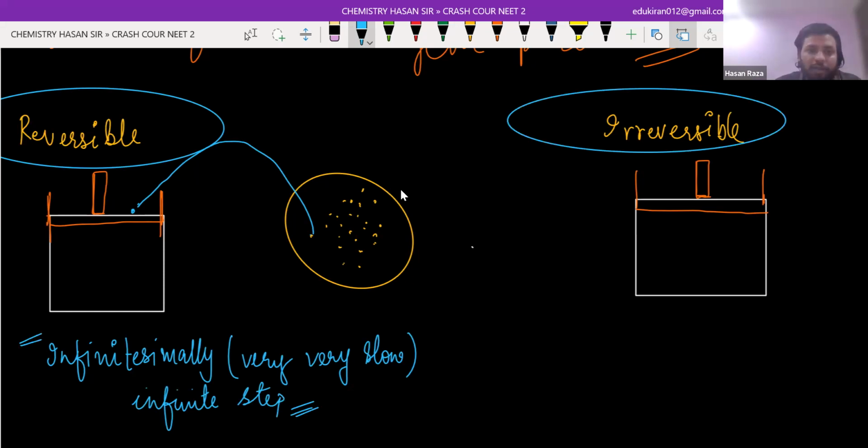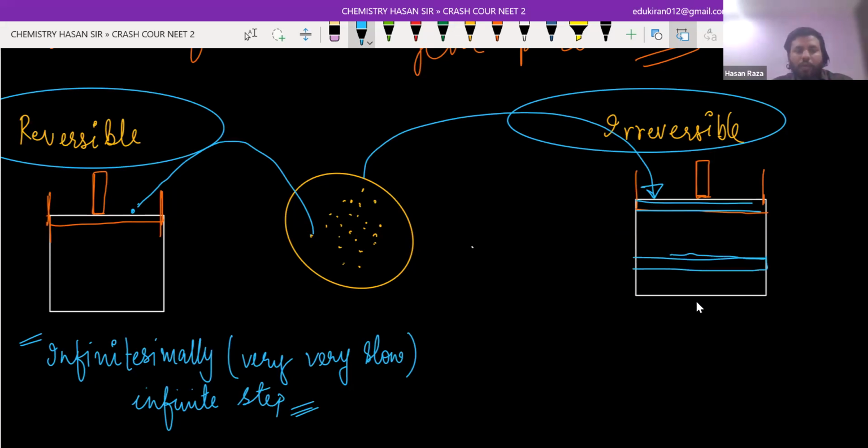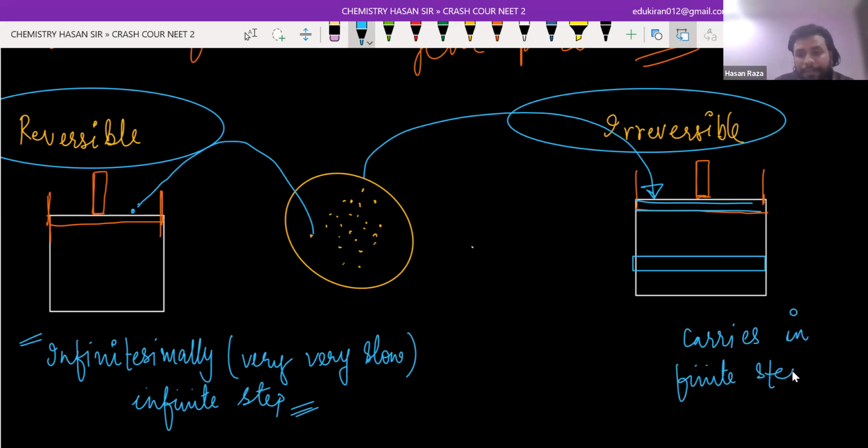an irreversible process, you are just going to put all the bag here directly, 10 kg of sand. So what will happen? This piston will directly come here and you can easily see that it just moves downward, increases pressure and decreases volume. So first of all, it carries in finite steps, and it is a fast process. This is your very, very slow process. This is your fast process.